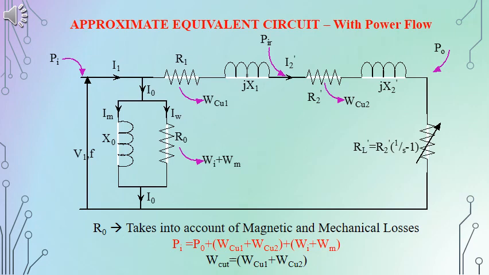Hope you have understood how to measure the resistance of the induction motor winding, how to conduct the no-load test and block rotor test, and which are the parameters that we can obtain from all these, and how to draw the approximate equivalent circuit, and how to get the parameters of the same from these tests.